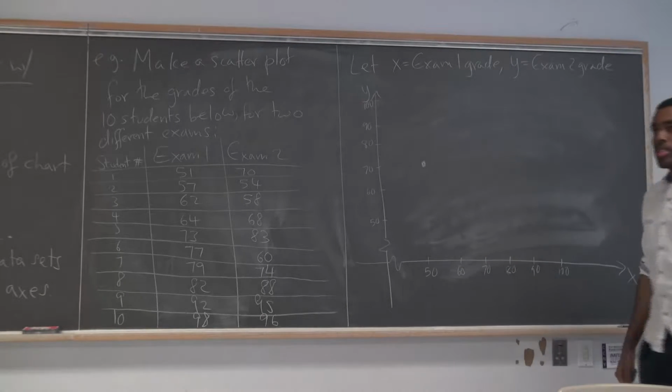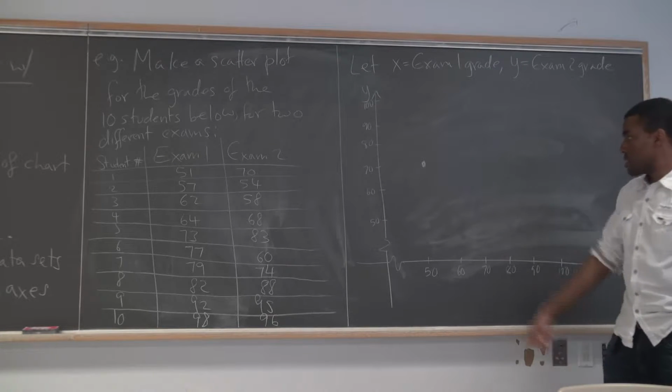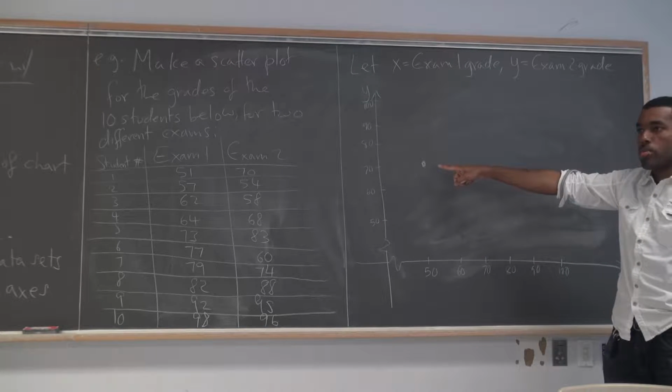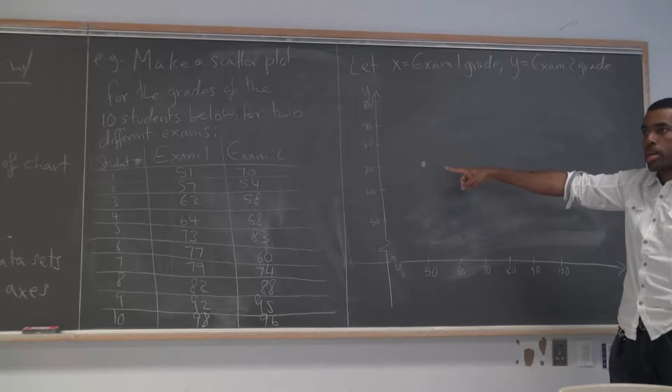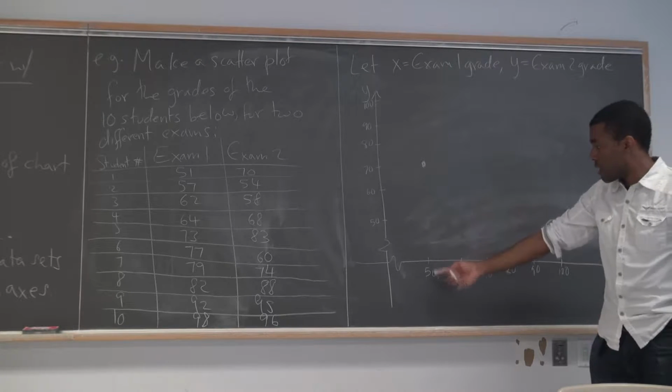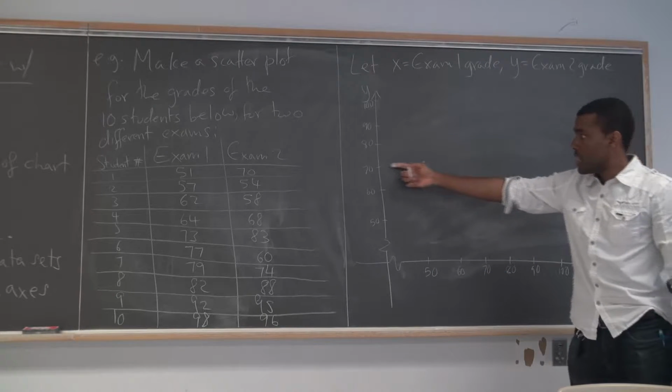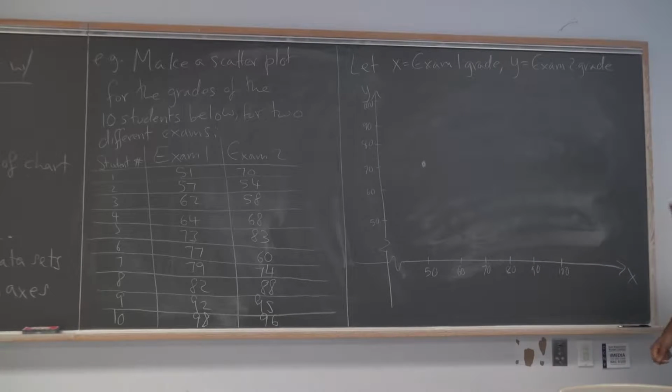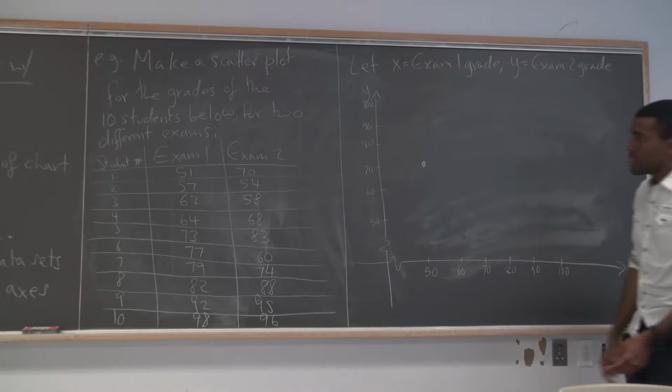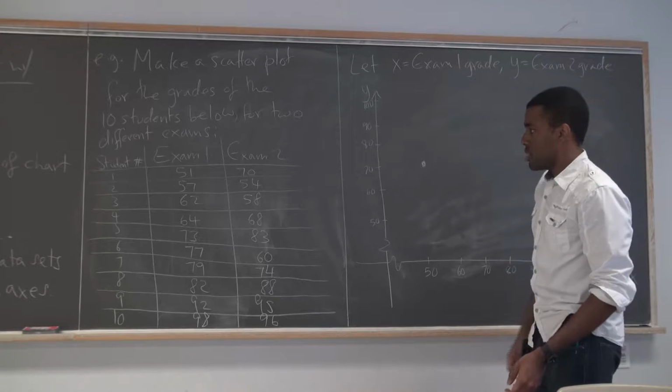That point actually represents the first student, right? Just by looking at that data point, you automatically know 2 measurements at the same time for each observation. This student got a 51 on the first exam, a 70 on the second. So we can get 2 measurements at the same time. And we continue in the same fashion.